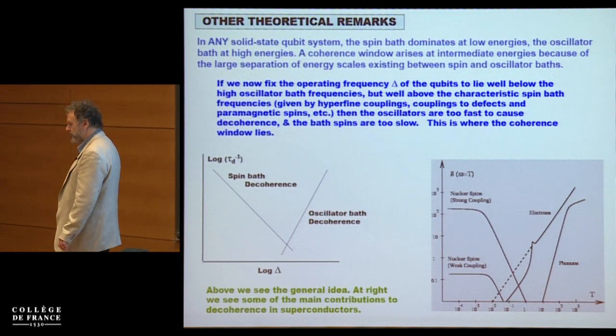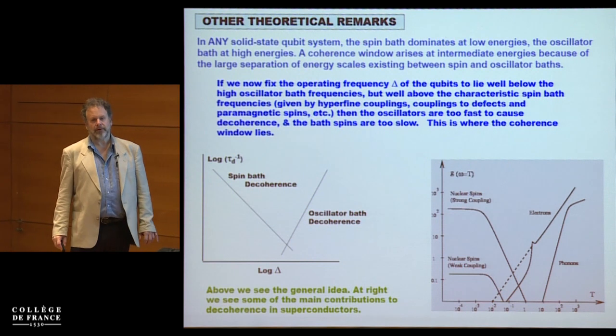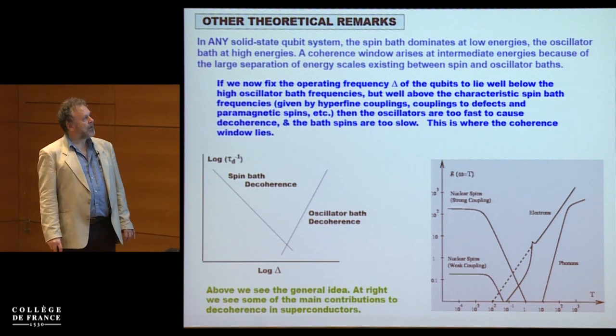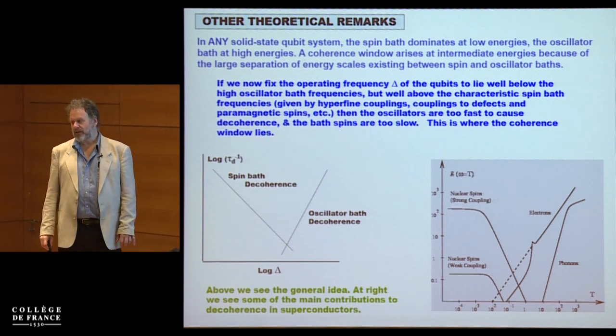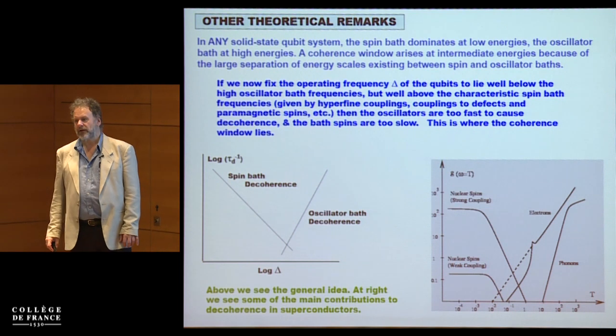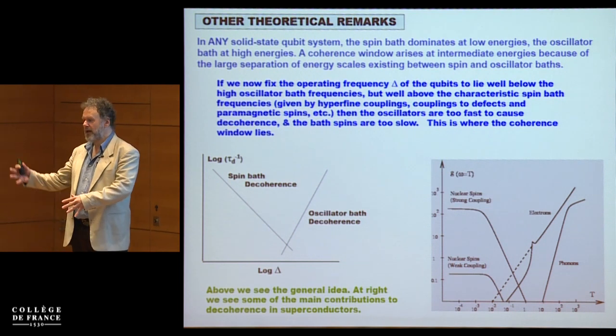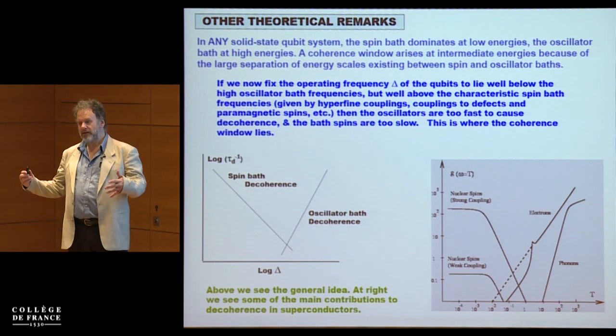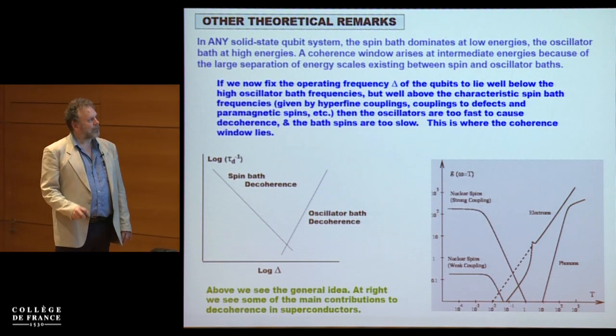And there's one other moral which I already described for you a little bit last time, and this is that spin baths and oscillator baths operate at different energy scales. Spin baths typically operate at low energies, and oscillator baths, because the density of states is higher at high energies, at least in 3 dimensions, operate at high energies.